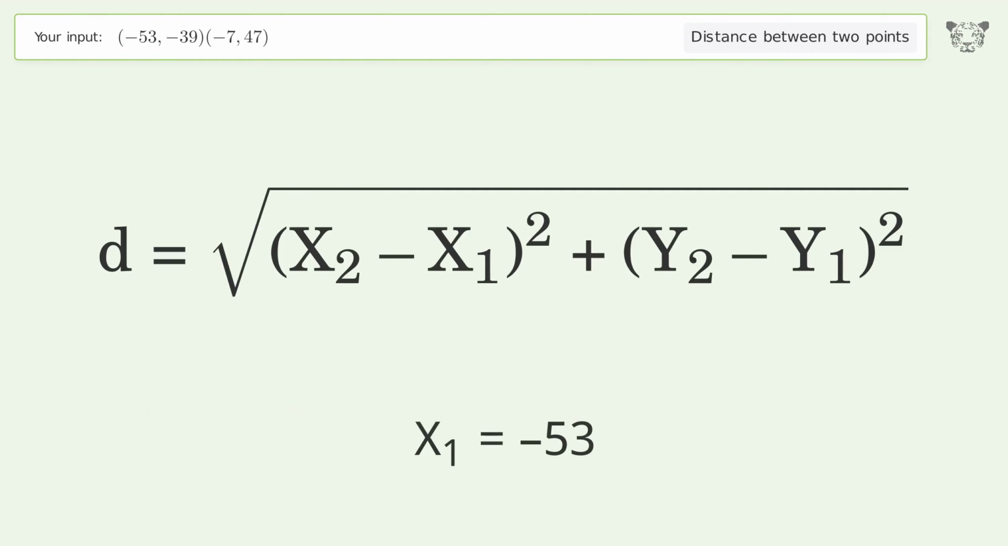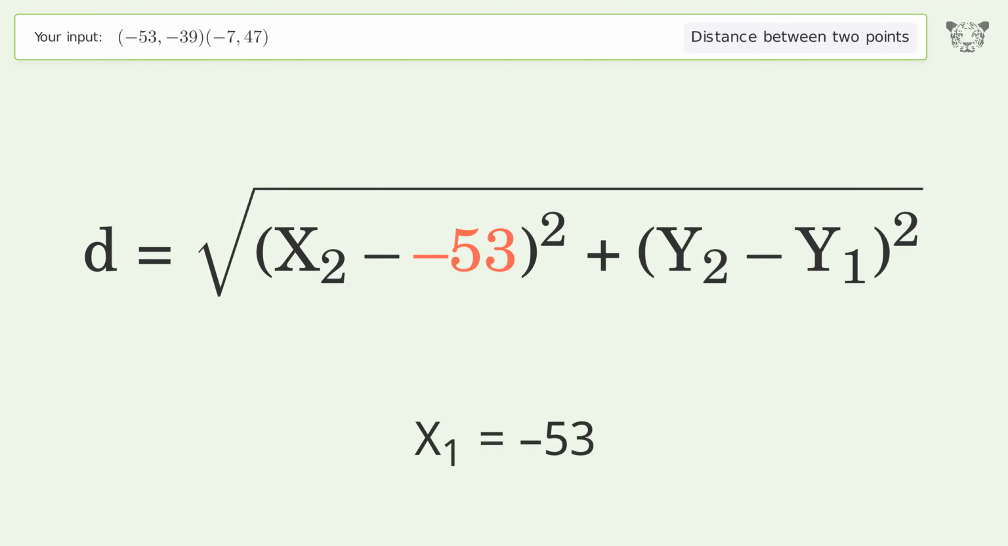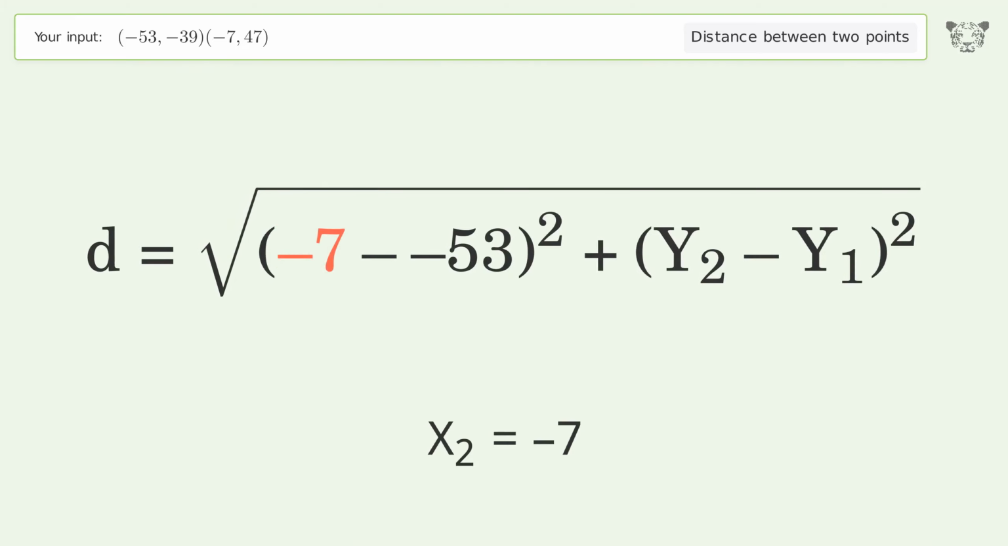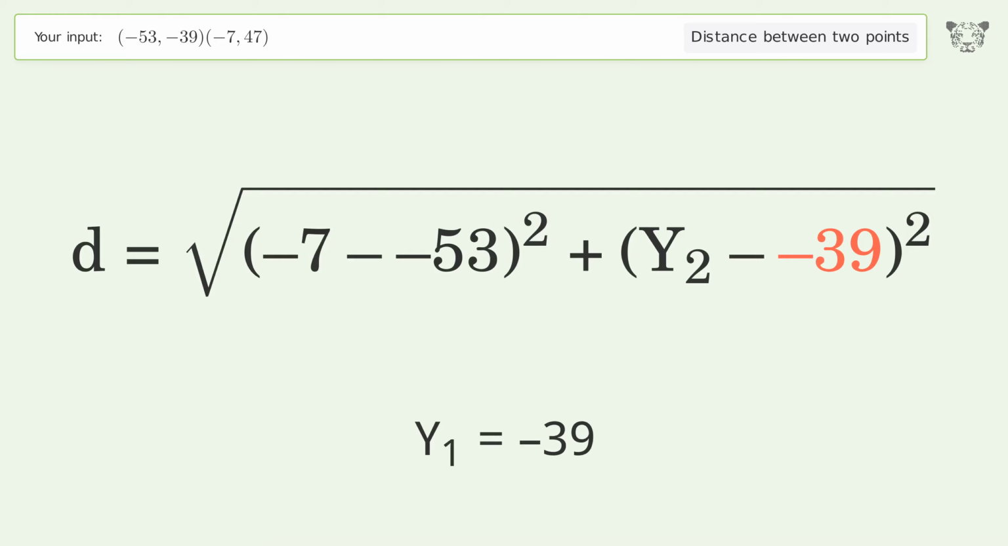x1 equals -53. x2 equals -7. y1 equals -39. y2 equals 47.